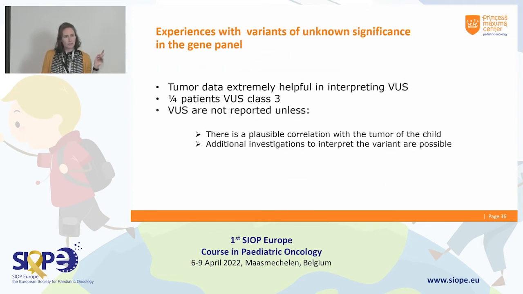I added this slide because I'm often asked, if you look at so many genes, what about VUSs, variants of unknown significance? We find many of them, but because we also have the sequencing data of the tumor, we can get rid of many of them, because you can immediately look in the tumor data, often also in the RNA sequencing data, whether there really is a splice effect, whether there is a second hit, whether there is a mutational signature that fits with the VUS.